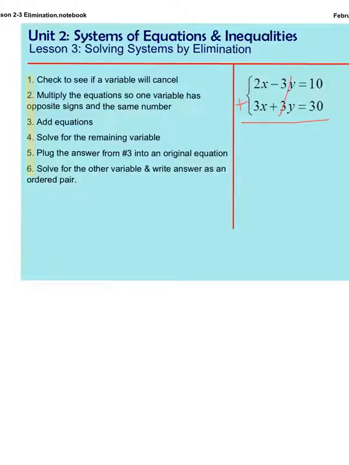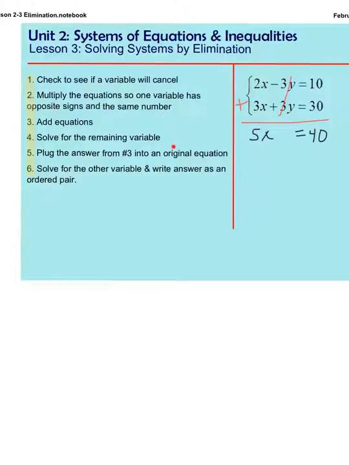I don't have to do anything to this system except for when I add it together, those y's are going to cancel. And you end up with 5x is equal to 40 because you got to add the 10 and the 30. So then really the second step here is just you would multiply one or both of the equations by something to get a variable to cancel out if you needed to. Since we don't have to here, we don't need to do anything with step 2. So that's why we went ahead to step 3 and we added the equations together.